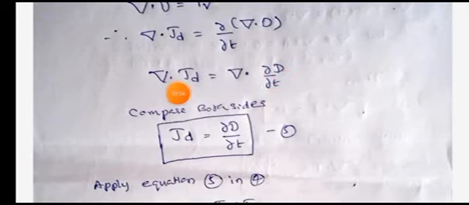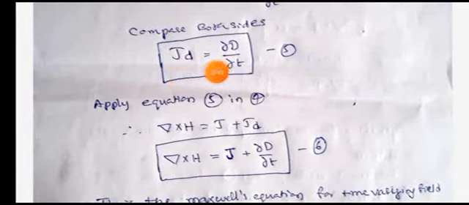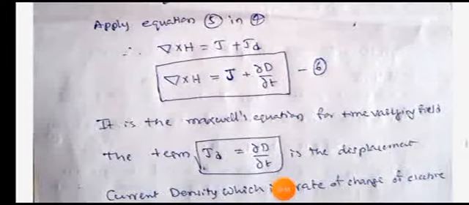Now compare this equation on both sides. So JD is equal to dou D by dou T. You have to substitute JD equal to dou D by dou T in the fifth equation, del cross H is equal to J plus JD. In place of JD, you write dou D by dou T.